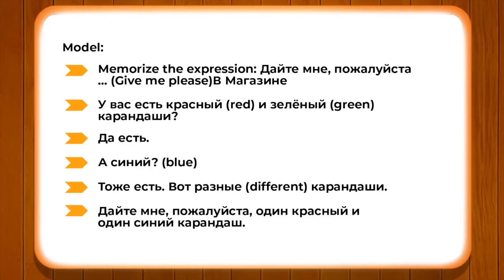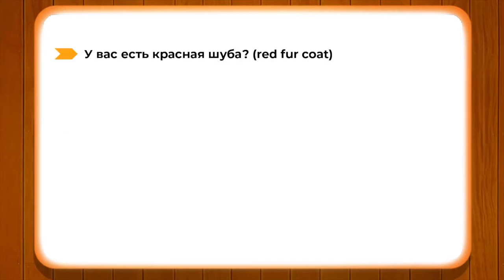Дайте мне, пожалуйста, один красный и один синий карандаш. Give me please one red and one blue pencil. So here you have seen we have used one and then the construction where we are using the adjective ending in красный and синий. So красный карандаш, синий карандаш. Okay, so now let's go ahead and pay attention to some of the important constructions. Now we will learn about, please pay attention while I pronounce it for you. У вас есть красная шуба?